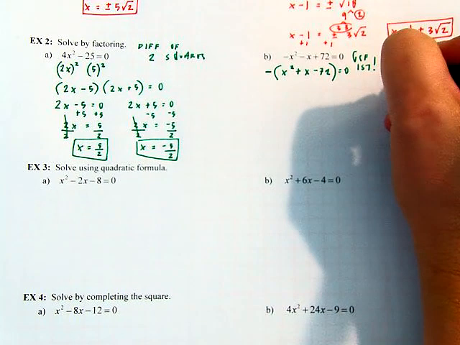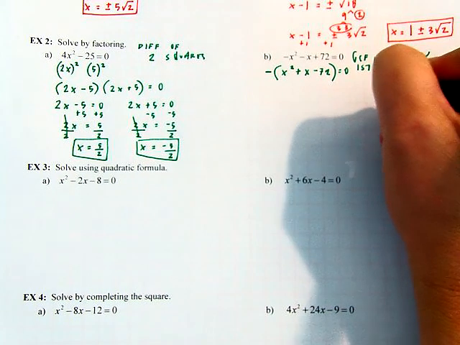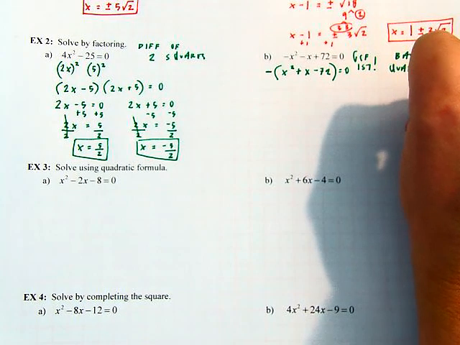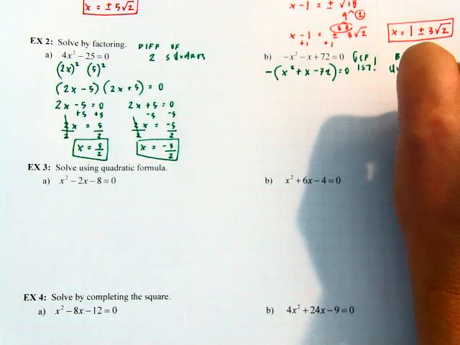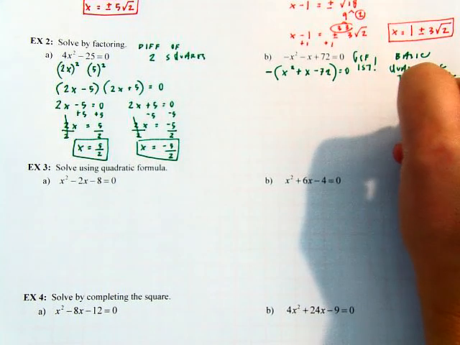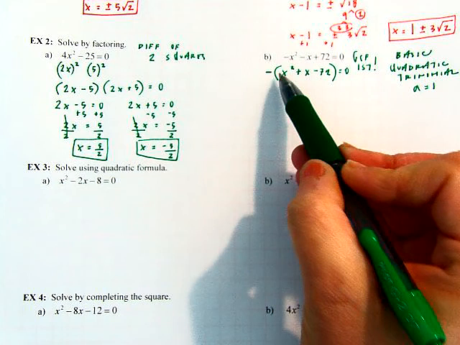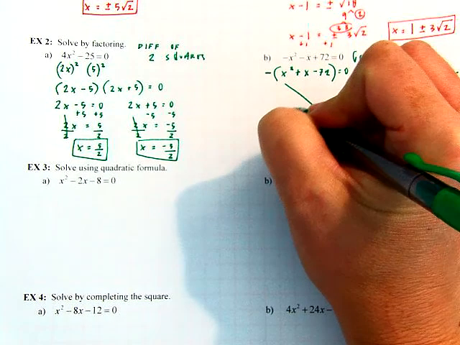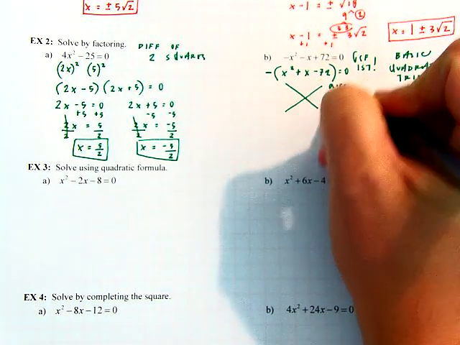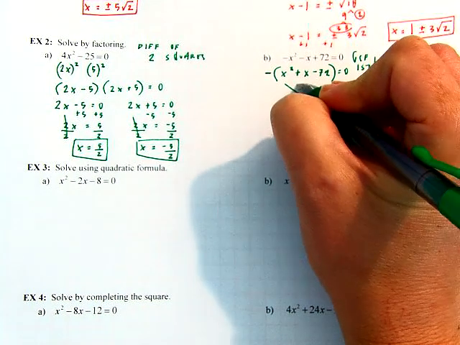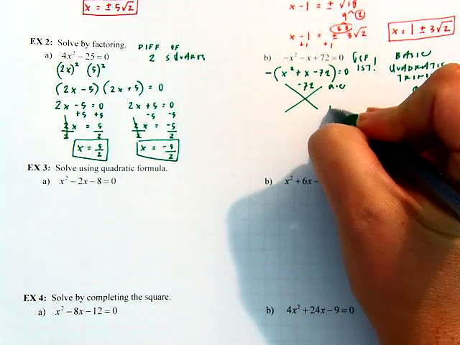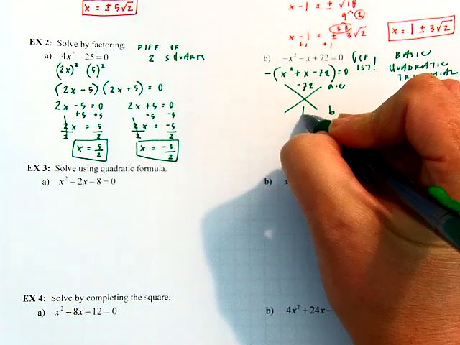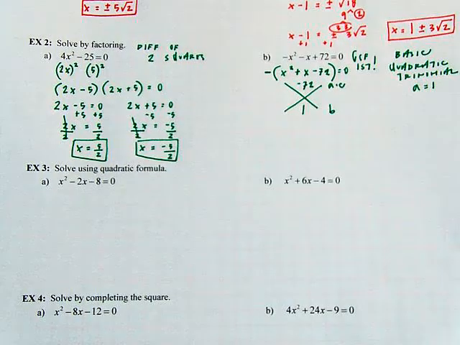Let me write that. So basic quadratic trinomial. And that's because the a value is 1. Right here, that value is 1. So what I'm looking for are 2 numbers that multiply to a negative 72 that add to 1. So if I make a little cross, my product, the a times the c, negative 72. And then the sum is the b, which is 1. No, sorry, positive 1, positive 1.